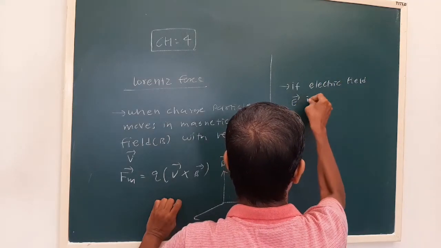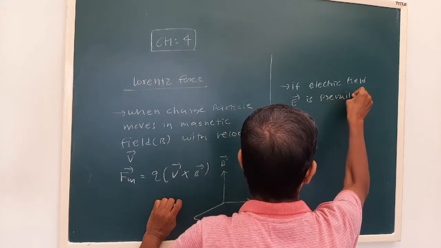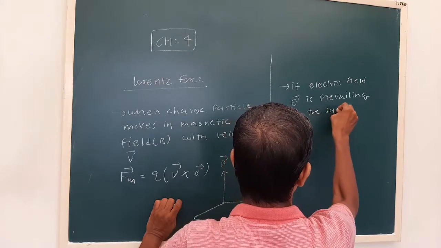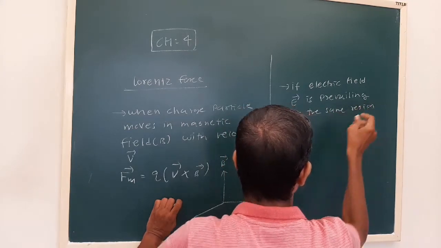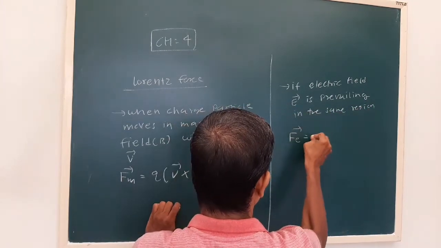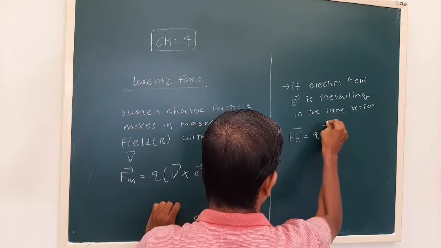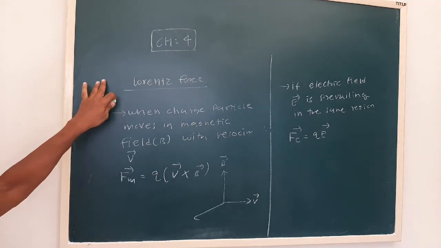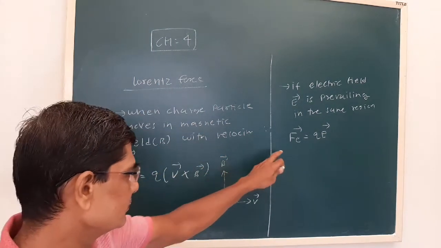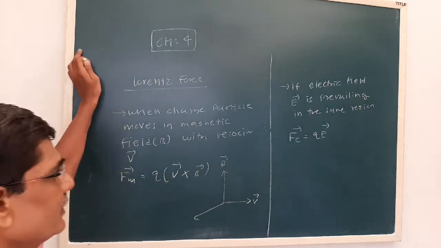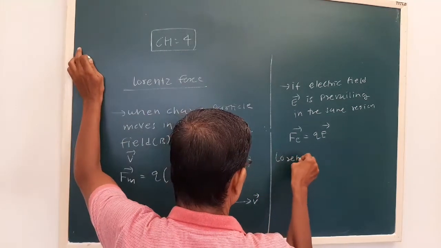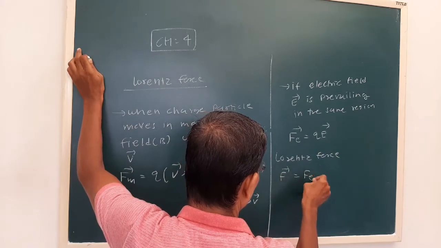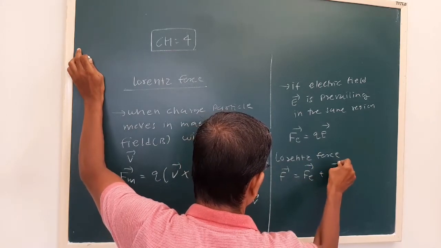Now suppose in the same region an electric field E is prevailing, then Fe is given as qE. That is the electric force. Now the sum of the electric force and the magnetic force is called Lorentz force. That is Fe plus Fm.